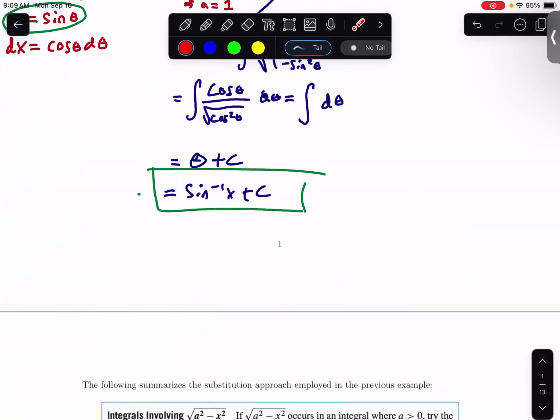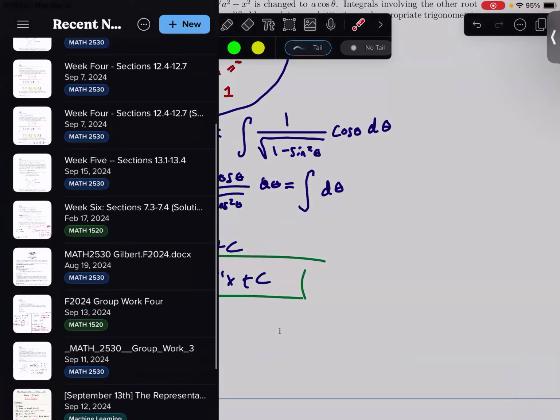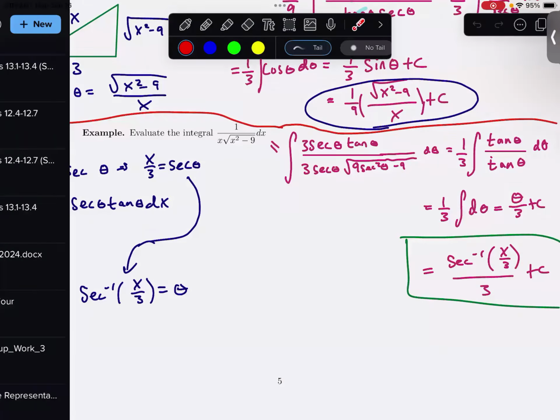Like we talked about in class on Friday, we talked about the reduction formula. Oh, this is the wrong one.